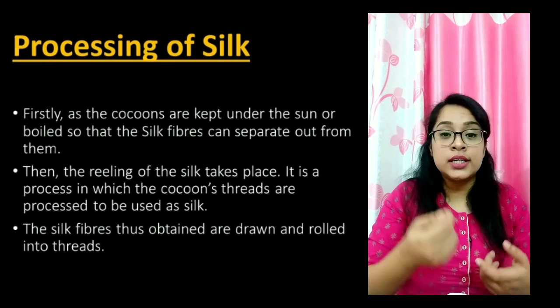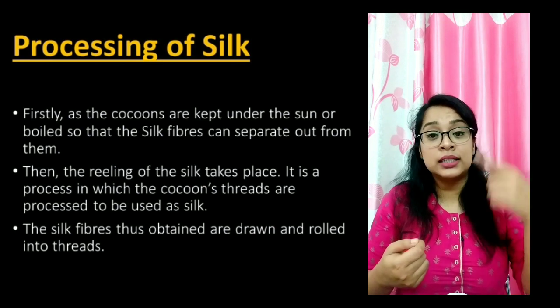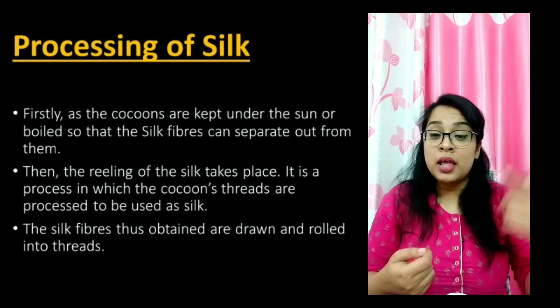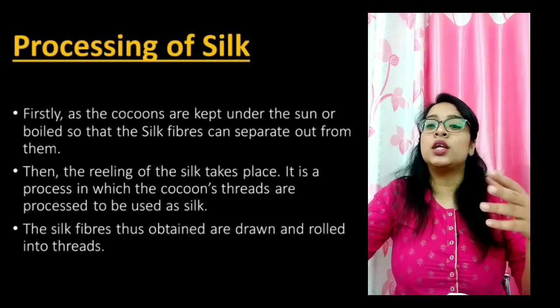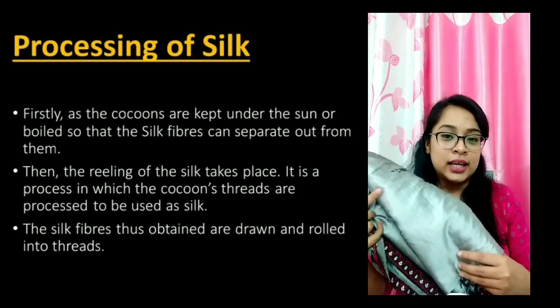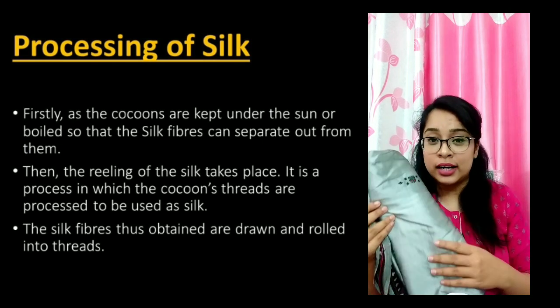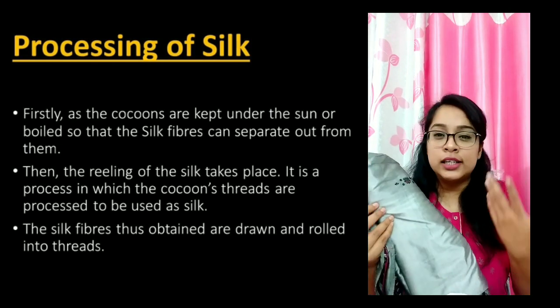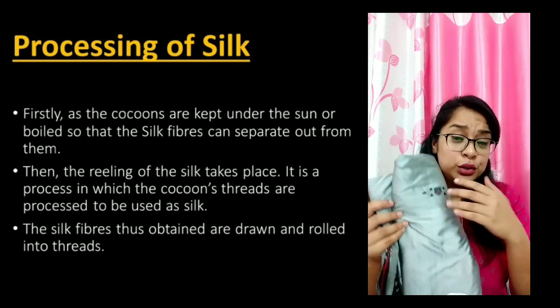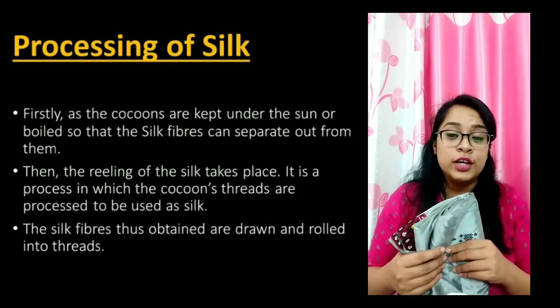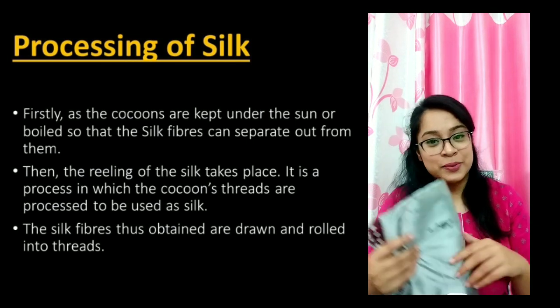Now after taking out the fibers, they are converted into yarn, and then they are converted into fabrics, and then you will get this finished product. That is a beautiful silk sari or silk cloth or silk dress. You can see it's a shiny one. So this is the process by which you get silk.